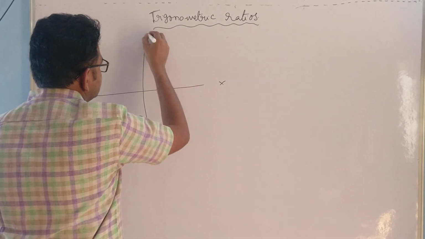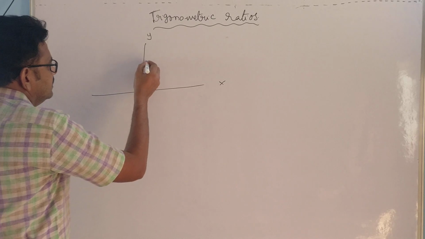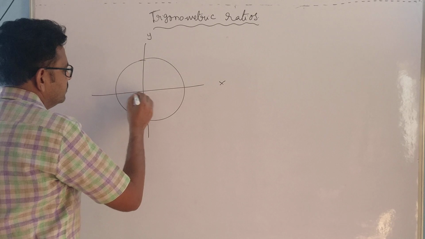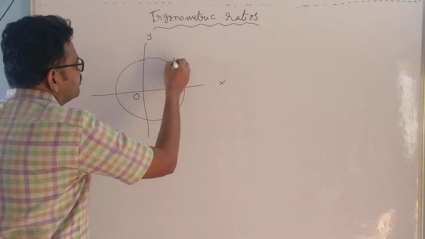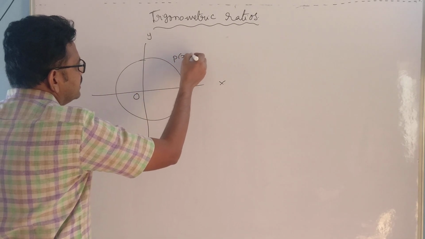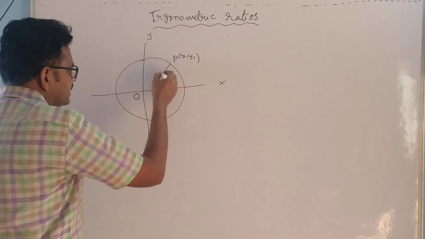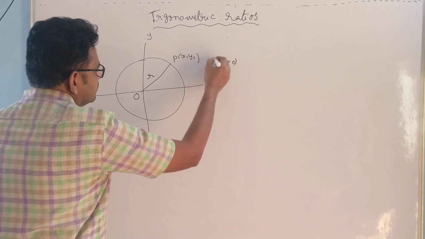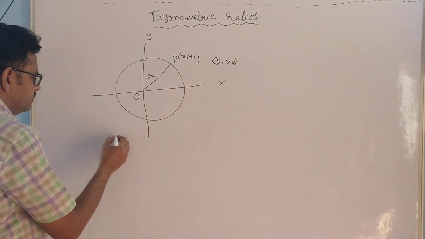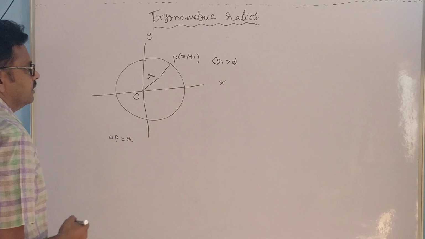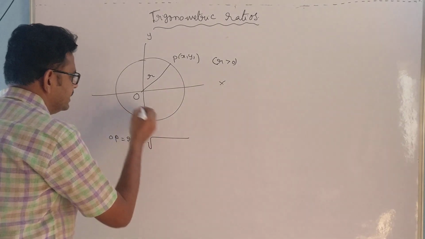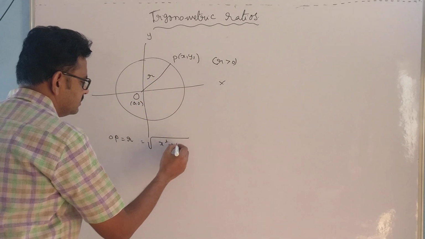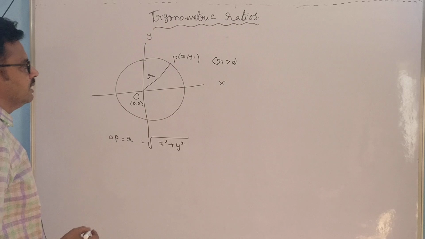See, this is the x-axis and y-axis. This is a circle with center (0, 0), call it O. Let P(x, y) be a point on the circle. This is the radius r, where r is positive, greater than 0. That means OP is equal to r, which is the distance between the two points, that is, the square root of x square plus y square. So radius is always positive.